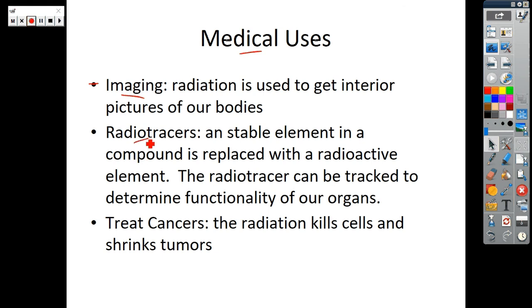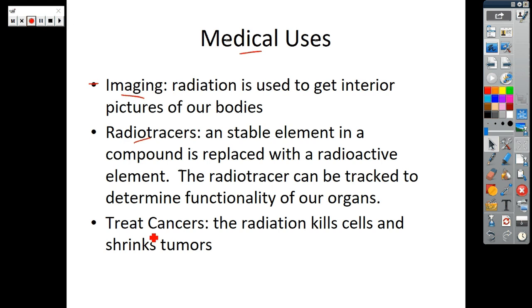Radio tracers. This is not just like shining an X-ray through a body. A radio tracer is basically a radioactive element that's hopefully not so radioactive that it's dangerous, but it's going to replace a stable element. So if you've got a molecule that is in a certain place in the body or moves around a certain way in the body, if you can take that molecule and replace an atom on that molecule with a radioactive atom, then it's easier to track where that radioactive atom goes. So radio tracers are great for tracking the flow of certain molecules in the body.